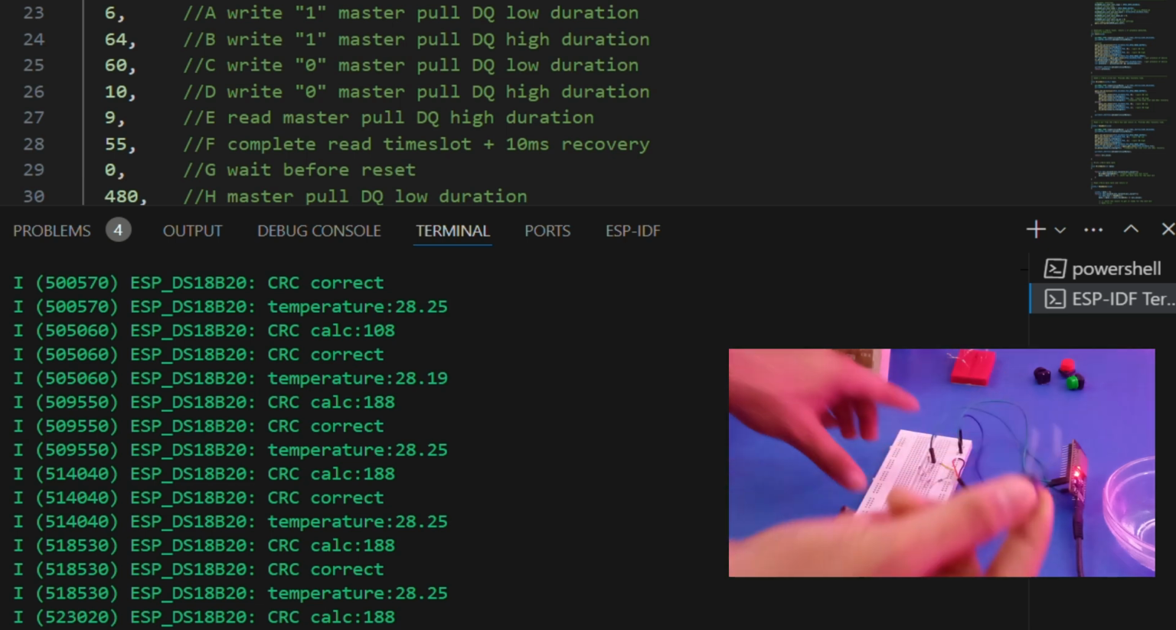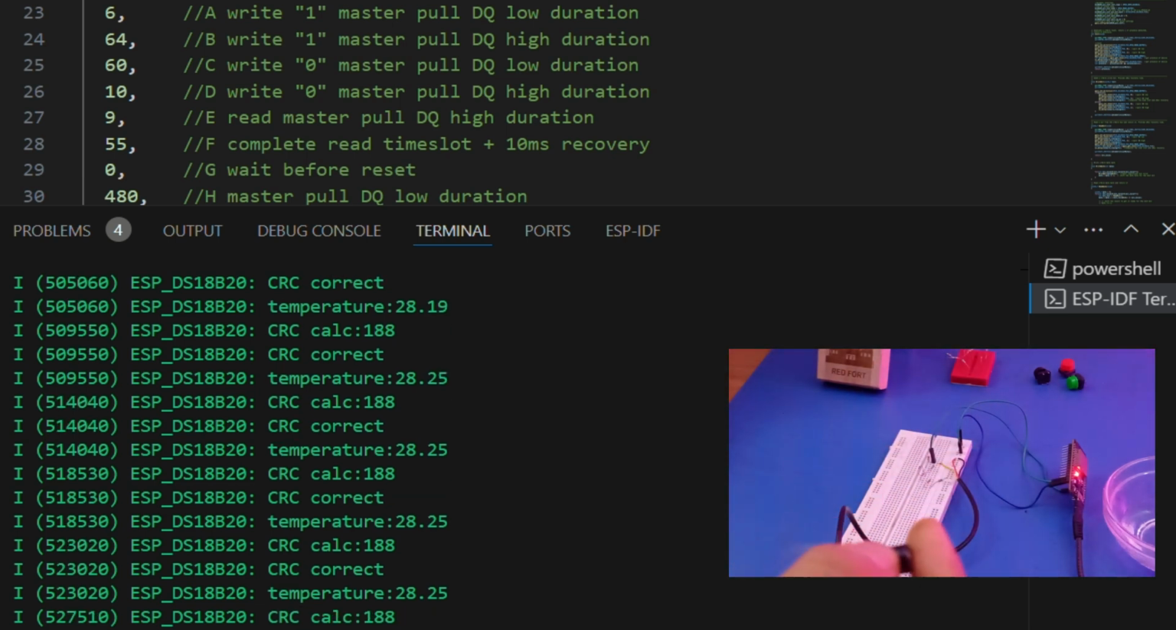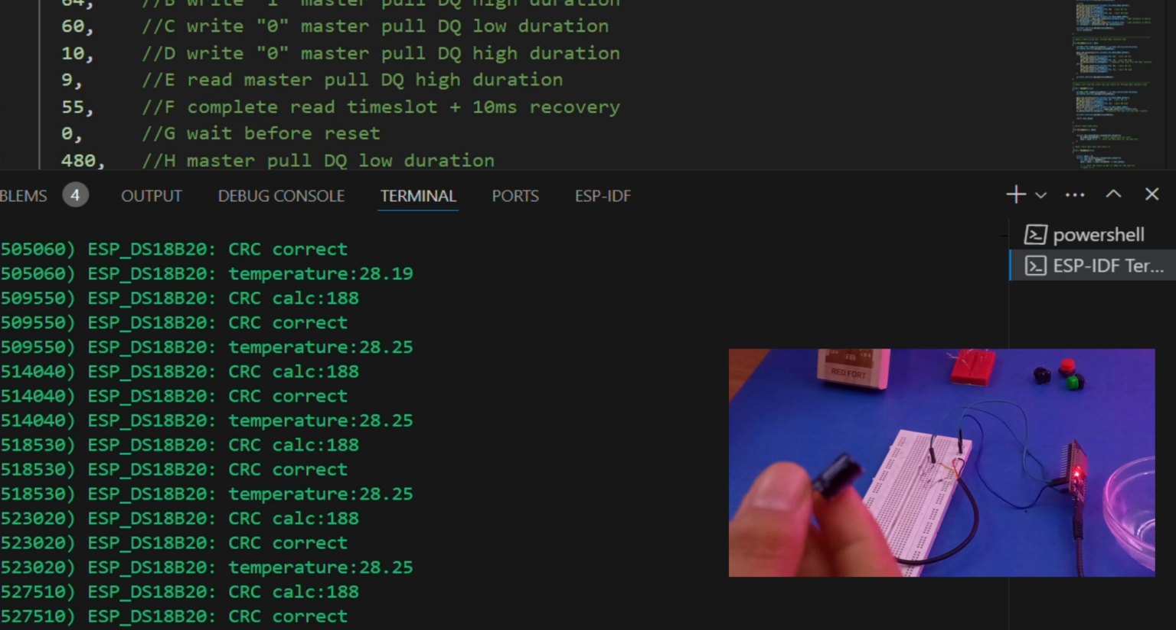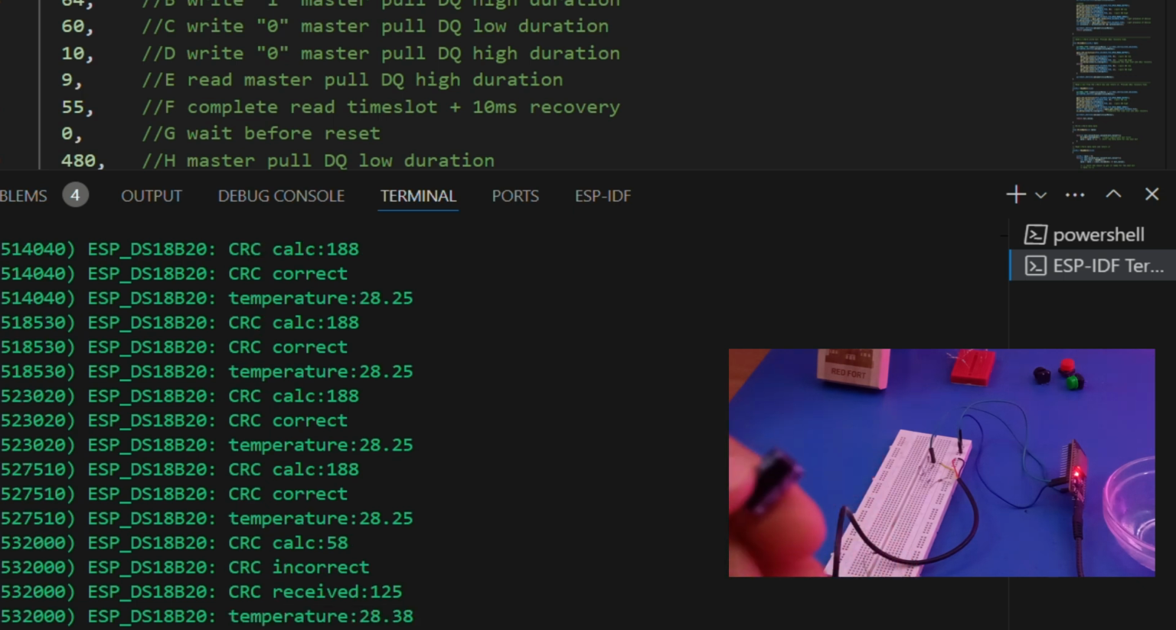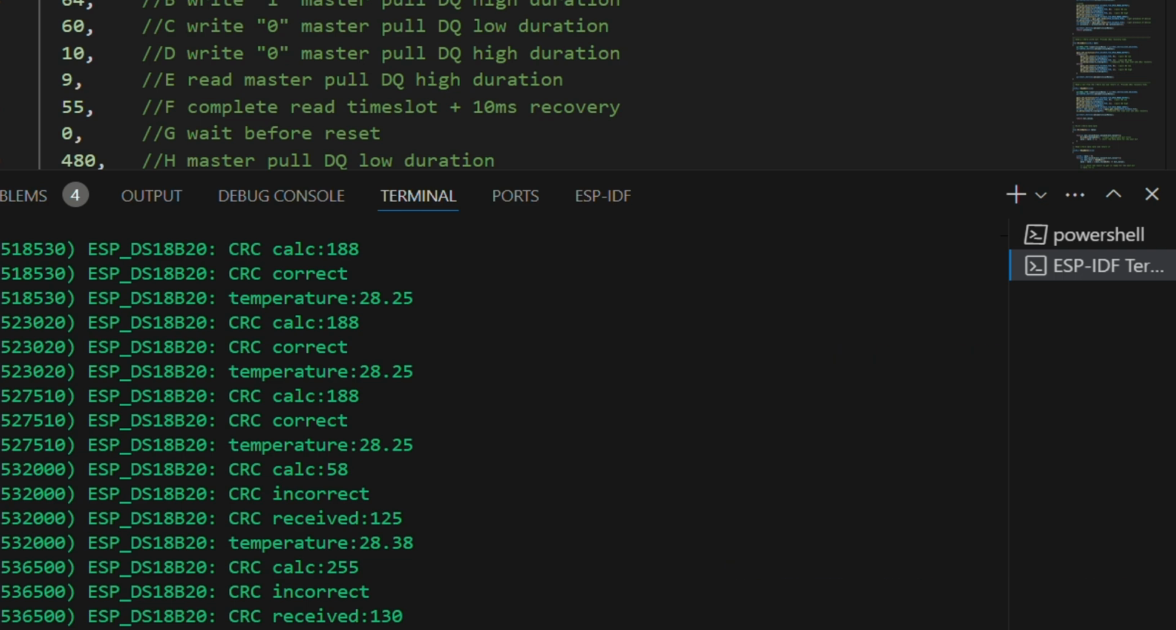Next up, if I remove this capacitor, the temperature value is still correct, but the CRC we are receiving is incorrect. So that's why I connected a capacitor.